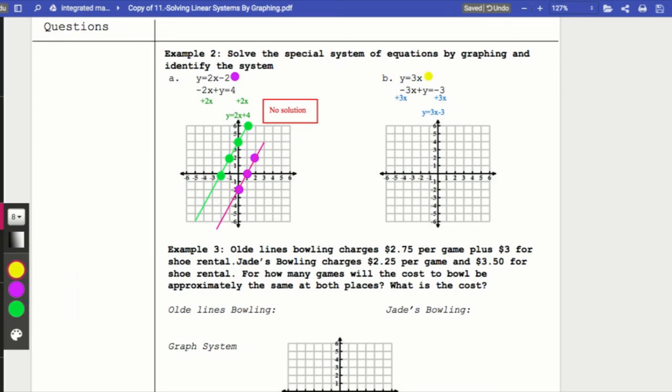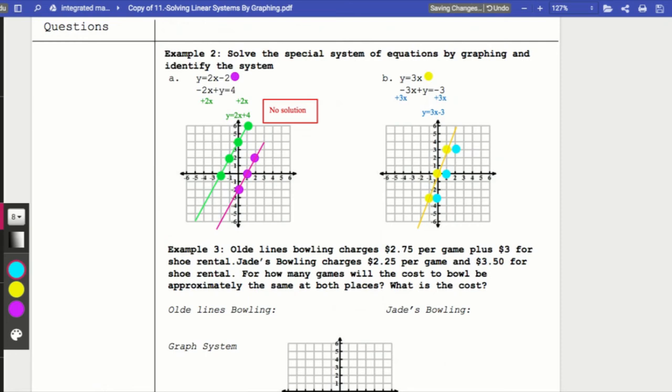So I'm graphing 3x. I'm going to start at 0 because that's the y-intercept, and then going up 3 over 1, down 3 over 1. Draw my line to connect those. All right, and then the last equation is 3x minus 3. So starting at negative 3, and again going up 3 over 1, 3 over 1.